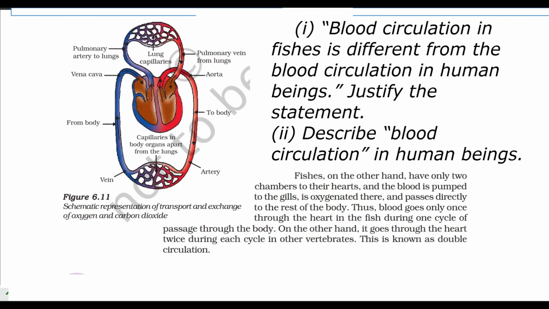But this is not true in the case of fishes. They have a single-chambered heart, single circulation, right? So this is what you have to remember and describe for the circulation of blood in humans. So I think I have answered both of it.